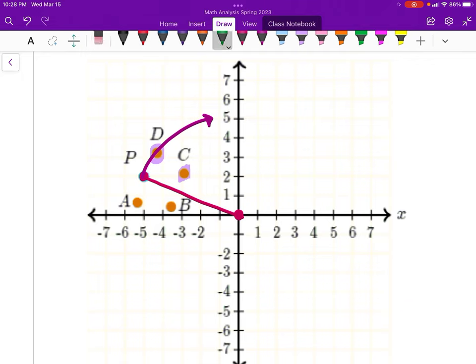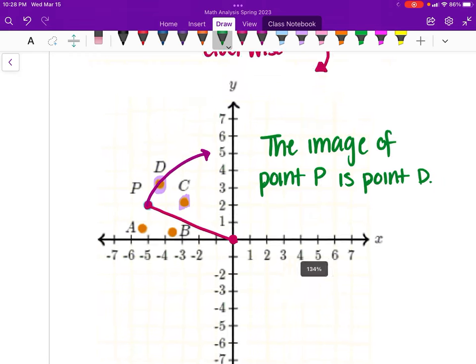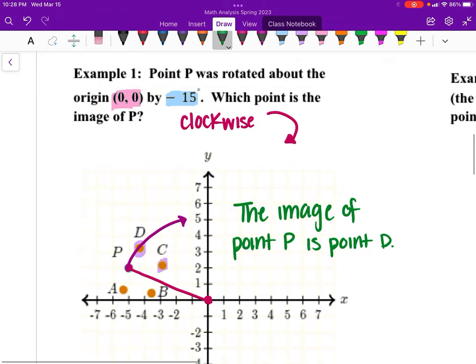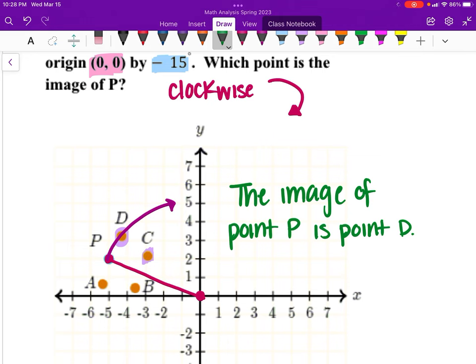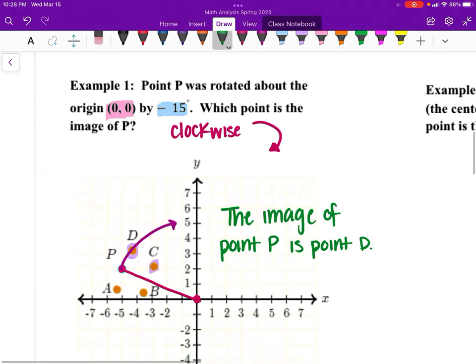So my answer for this one, which means I could say that the image of point P is point D. All right, so the image in this case of P is point D. Once again, because we're going clockwise, we're going to go upward in this case, and the only one that probably matches it would be D.